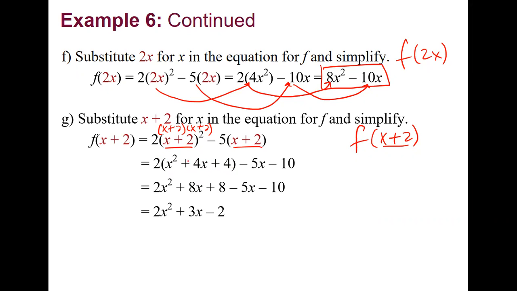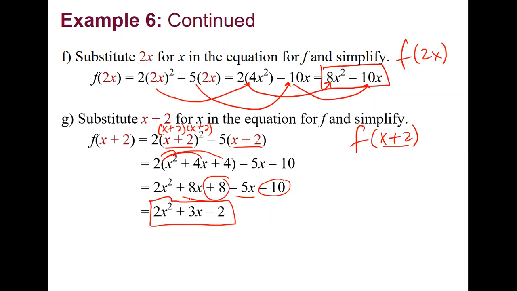Now you can distribute the outside coefficient. So I'm now going to distribute 2. When I distribute 2 to all the coefficients, I now have 2x squared plus 8x plus 8 minus 5x minus 10. Combine my like terms. And then my final answer is here.